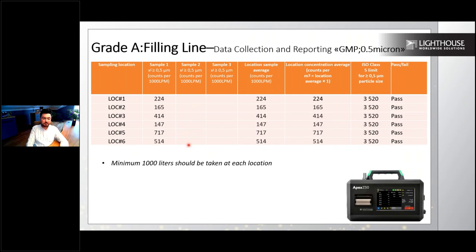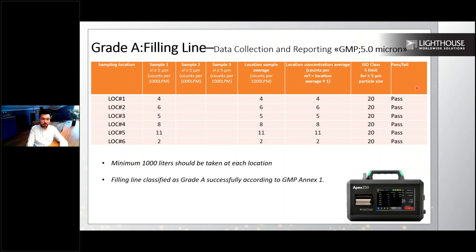Let's move on to the GMP 0.5 micron. All these calculations are based on this, and I should take a minimum of 1,000 liters, minimum 1 cubic meter of air. So whatever I count in each location is my average, also my consideration for 1 cubic meter of air. I'm just taking a look at these numbers and comparing them with 3,520. So all locations pass for 0.5 micron.